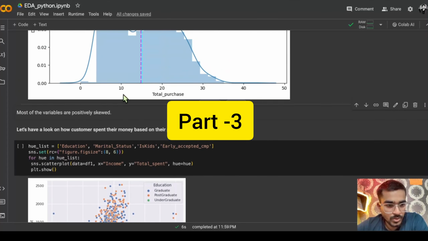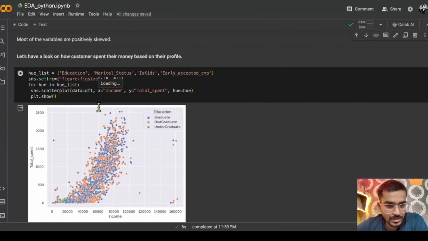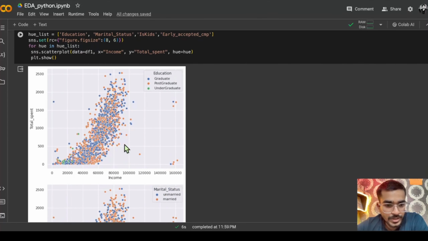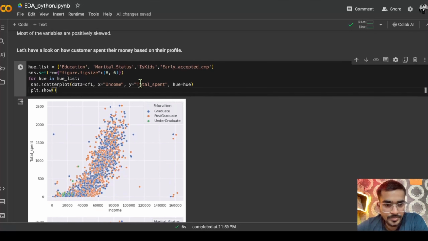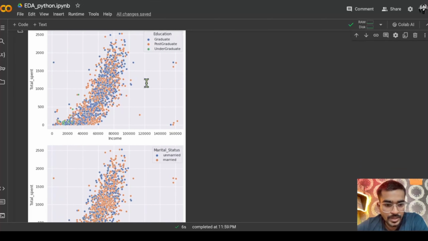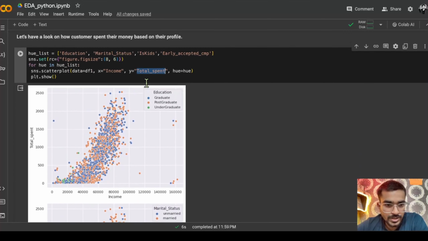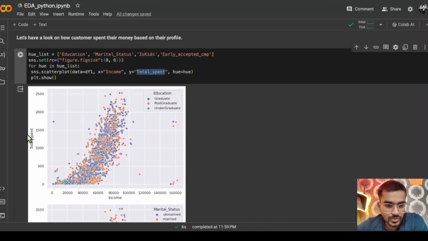So now we are going to look at some of the bivariate analysis, in which we take two features at a time and see what the relationship is between those features. You can see I have taken the income column and the total spent column, and on that we are just looking at a scatter plot. This is total spent, and this is the income.